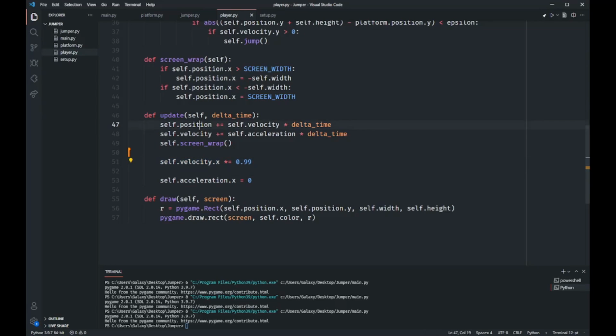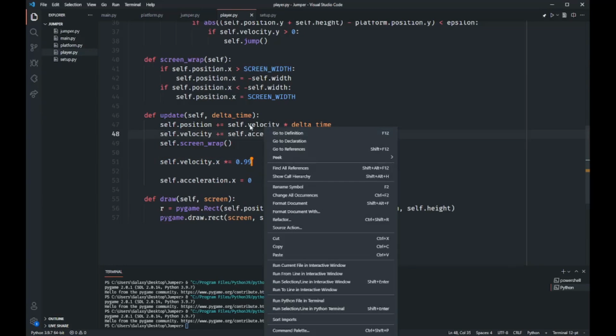So while position and velocity are being scaled by the time, or should I say velocity and acceleration, this line over here is not being scaled by delta time. So we actually need to fix this. Let's think about how we could fix it.